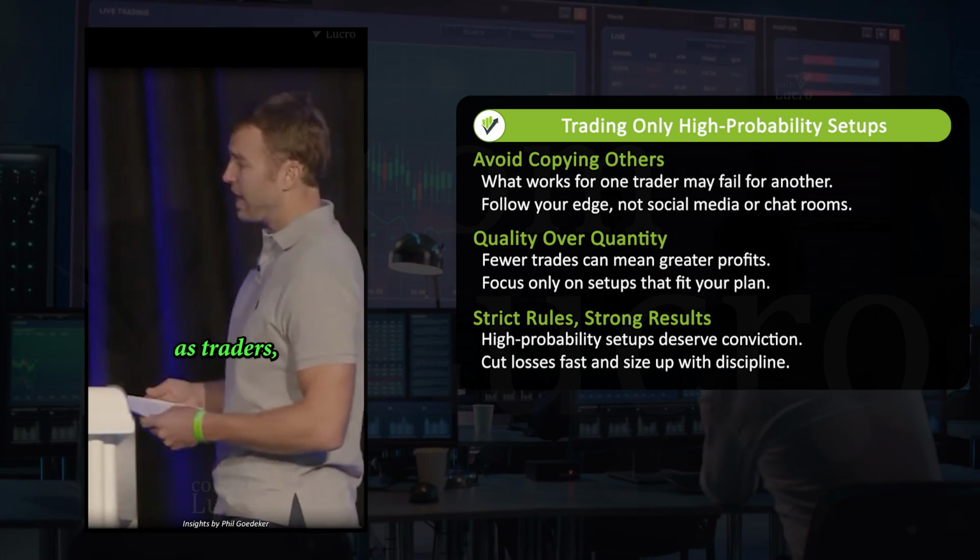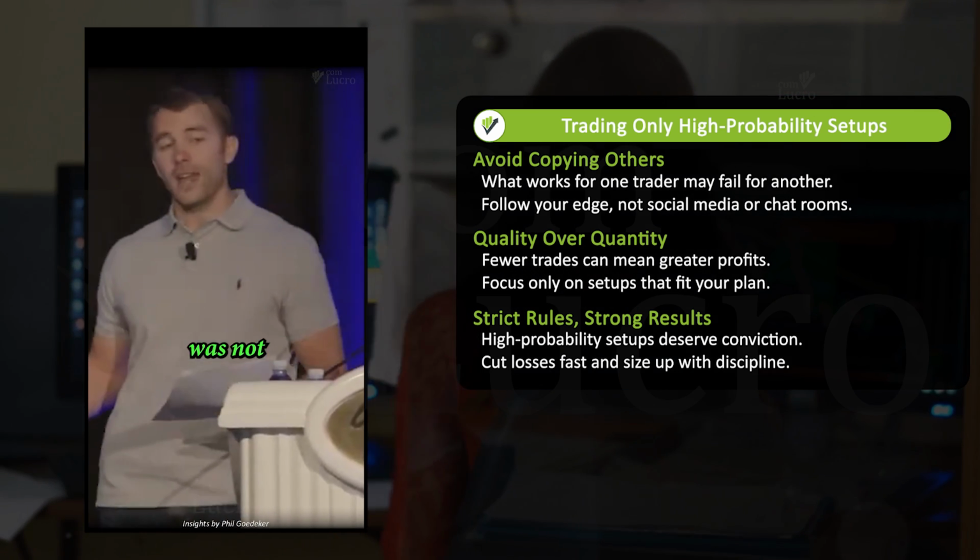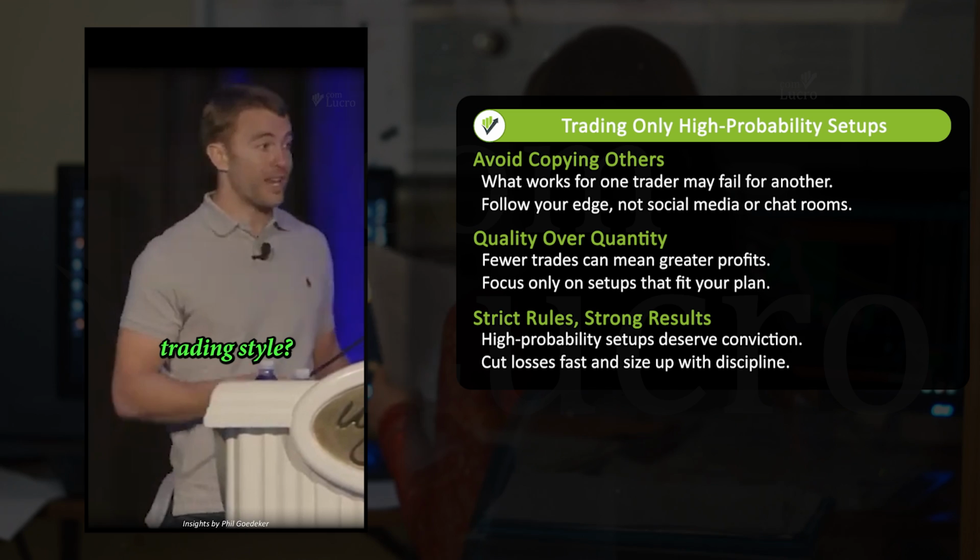Now, how many of us traders have followed a chat room, a Twitter, or a friend into an idea that we knew was not a high probability setup for our own trading style?